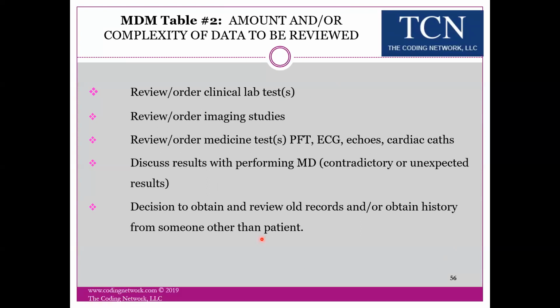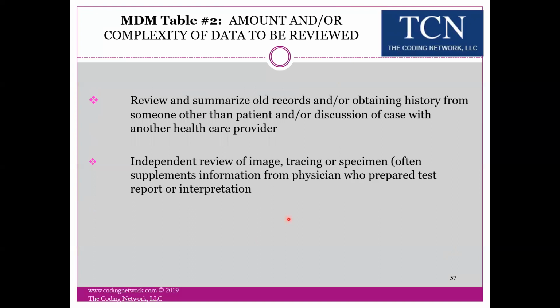Let's look at medical decision-making table number 2, and this is the amount or complexity of data to be reviewed. So it could be lab tests, imaging, discussing results with another MD. Maybe you're discussing something with the radiologist. Decision to obtain and review old records. Reviewing and summarizing those old records, but you'd actually need a summarization documented. But this is something that you may be doing, going into the PACS system and independently reviewing an image. What you need to do is just document that you did that, independent interp, and then a brief interpretation.